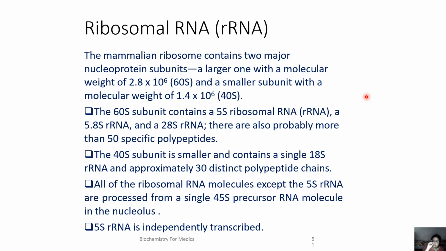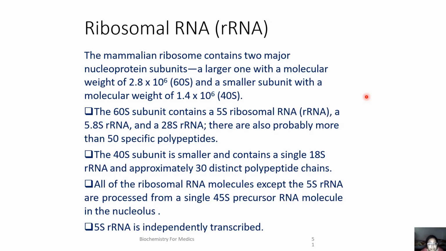The mammalian ribosome contains two major nucleoprotein subunits, a larger one with a molecular weight of 2.8 × 10⁶ and a smaller subunit with a molecular weight of 1.4 × 10⁶. The 60S subunit contains a 5S ribosomal RNA, a 5.8S rRNA, and a 28S rRNA. There are probably more than 50 specific polypeptides. The 40S subunit is smaller and contains a single 18S rRNA and approximately 30 distinct polypeptide chains.